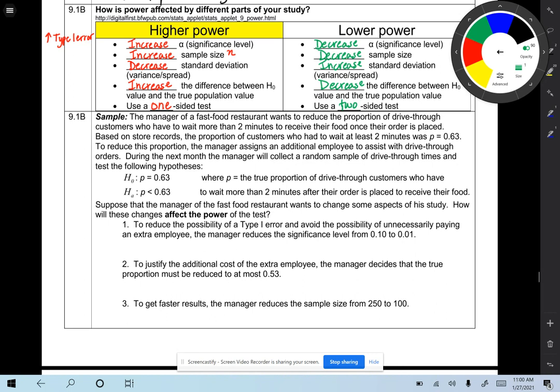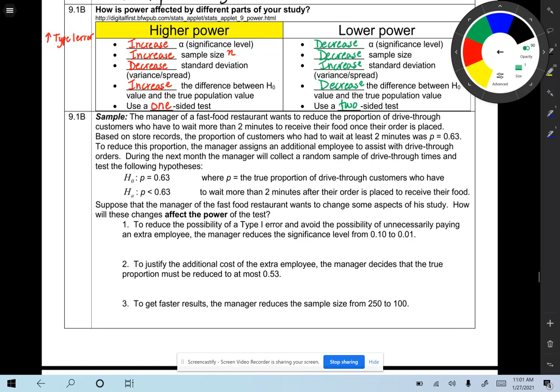The manager of a fast food restaurant wants to reduce the proportion of drive-through customers who have to wait more than 2 minutes to receive their food once their order is placed. Based on store records, the proportion of customers who had to wait at least 2 minutes was p equals 0.63. To reduce this proportion, the manager assigns an additional employee to assist with drive-through orders. During the next month, the manager will collect a random sample of drive-through times and test the following hypotheses. So the null hypothesis, 0.63, and the alternative that the proportion will decrease, so it would be less than 0.63, where p is the true proportion of drive-through customers who have to wait more than 2 minutes after their order is placed to receive their food.